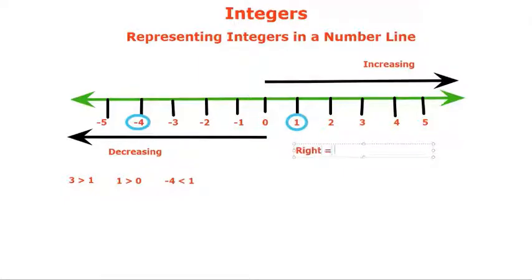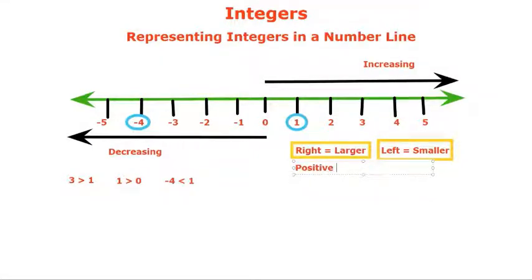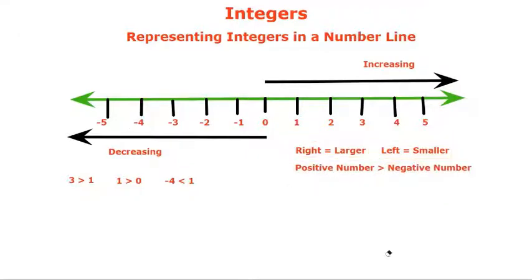It's that right is always equal to larger, left is always equal to smaller. Right equals larger, whereas left equals smaller. And this helps us understand one very easy concept, that any positive number is bigger than any negative number. This is because all positive integers are to the right and are bigger than all negative integers.